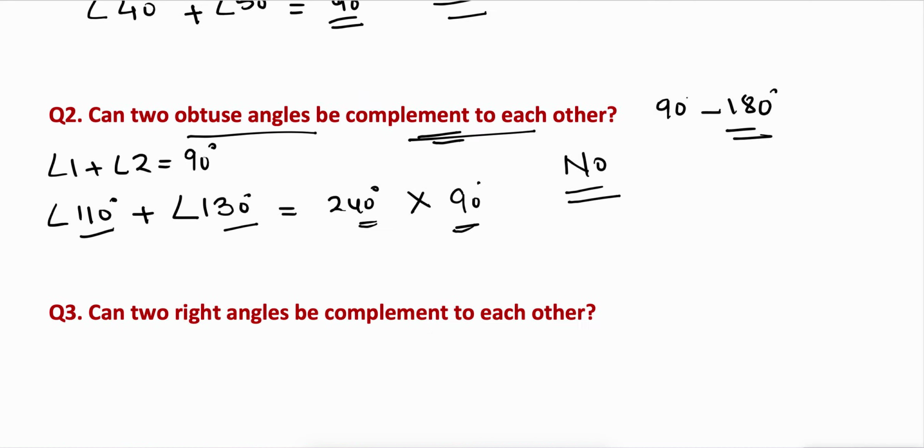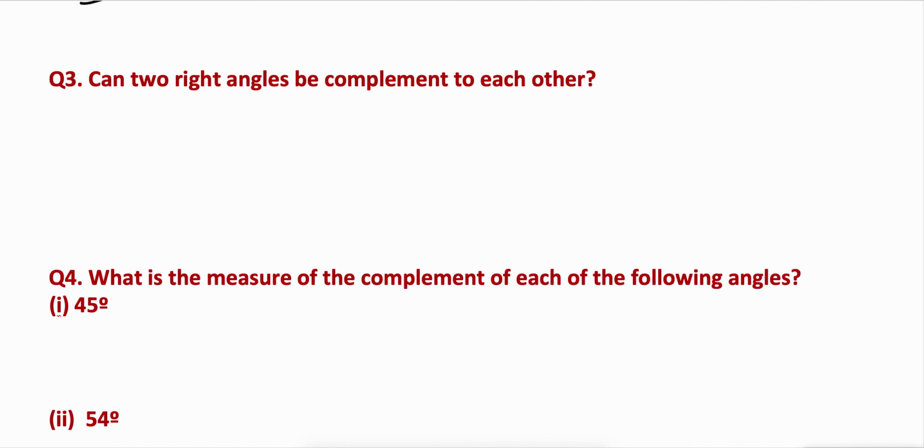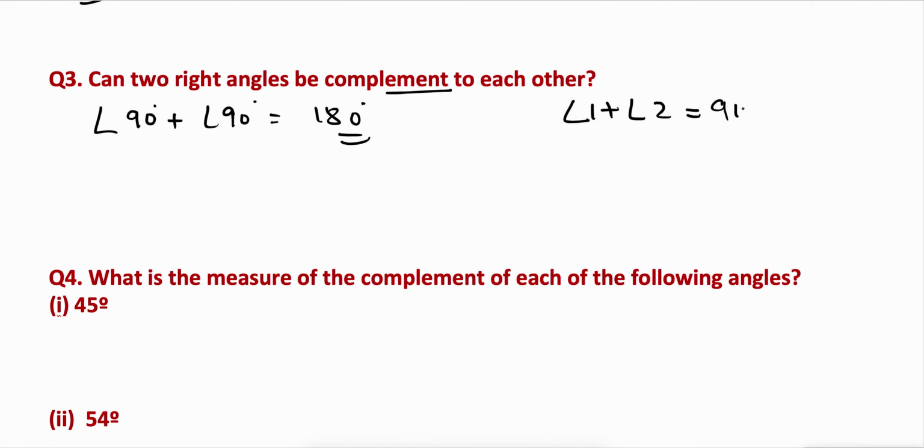Question number 3. Can two right angles be complementary to each other? No, only two acute angles can be complementary to each other, because if there are two right angles, their sum will be equal to 180 degrees, and for complementary angles we want the sum of angle 1 and angle 2 to be 90 degrees. So the answer is no. Two right angles cannot be complementary to each other.